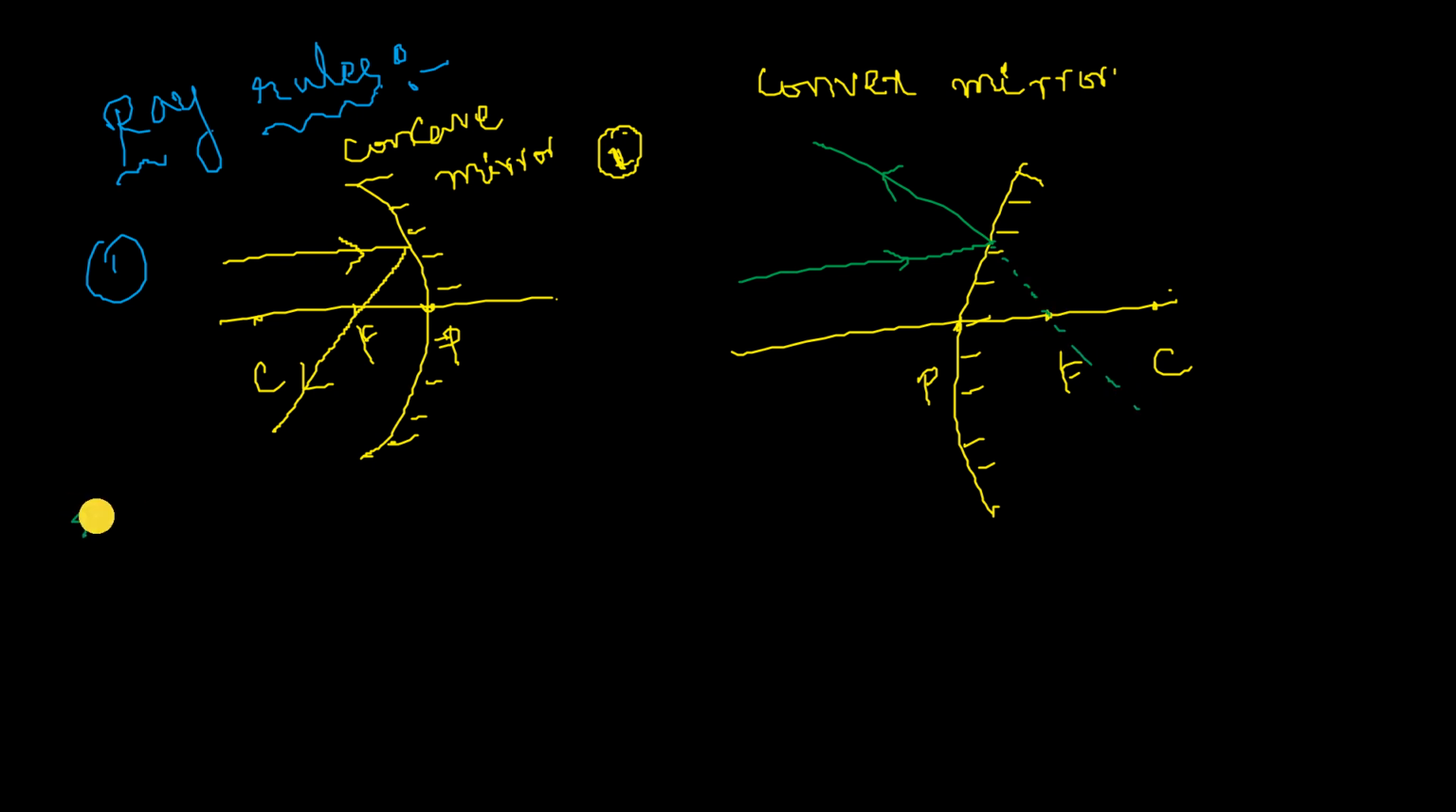And the second point is, in a concave mirror, the light ray is the reverse of the first one. Here is the pole. The first one you can observe. I am considering the pole.